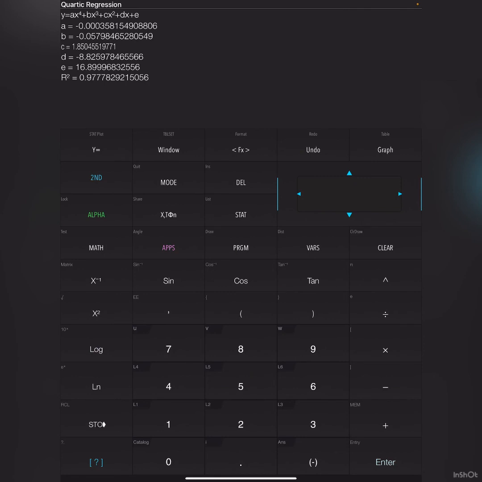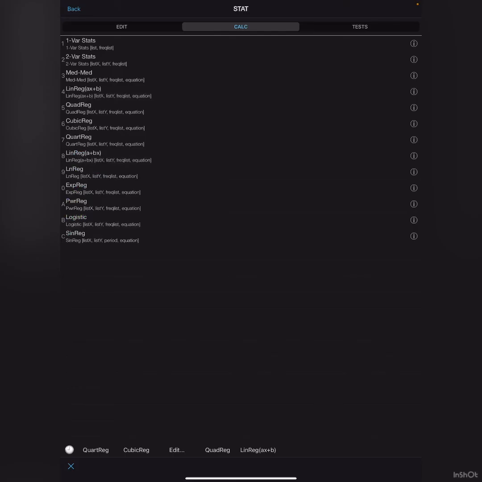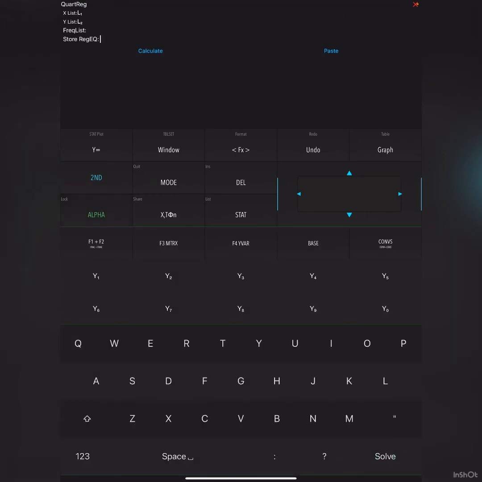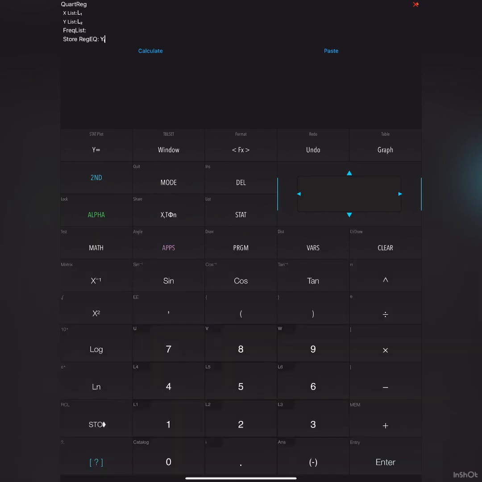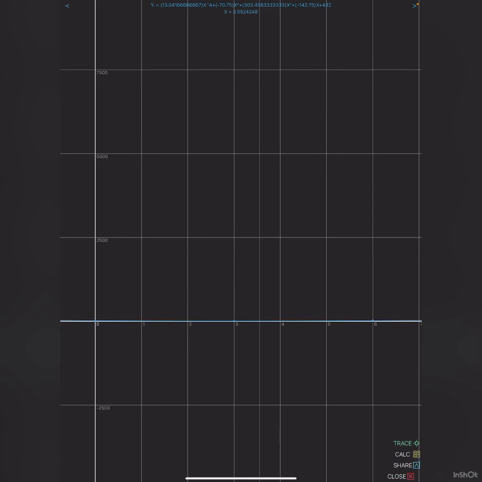We want to store that regression because we haven't stored it yet. So we're just going to recalculate it. We go to stat, quartic, list 1, list 2. We want to store this regression, so again we hit alpha F4, choose Y1. Push calculate. And now it has stored our regression. Okay, so this should all be stored. It should be in our graph, so we're going to hit graph.